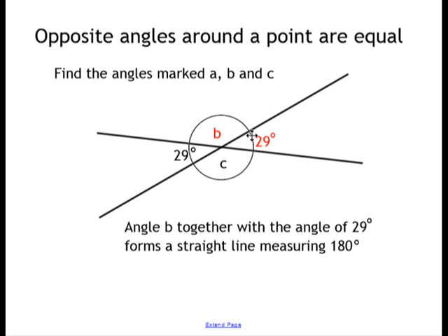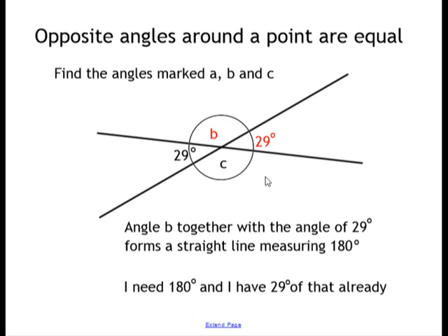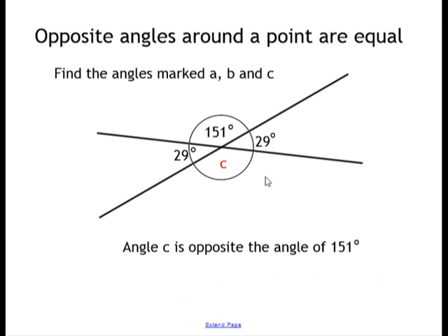So angle B plus this 29 degrees are going to make 180 degrees in a half turn. So angle B therefore needs to be the missing part of that 180 degrees. So angle B is 180 degrees that I need, subtract the 29 I already have. Angle B is 151 degrees. And lastly, angle C. Well, angle C is opposite the angle of 151 degrees we just found. So angle C is 151 degrees also.